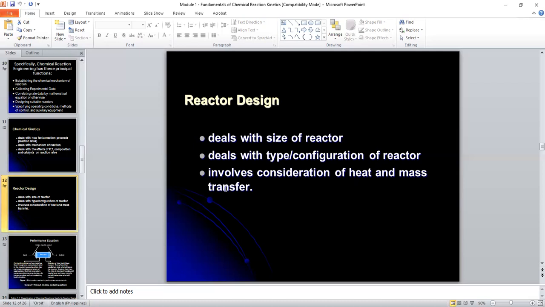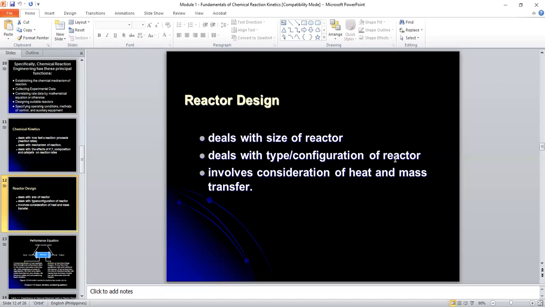Then we also deal with the type or the configuration of the reactor. When you speak of type, will it be best that I use the batch reactor, or is it better that I use CSTR? No, it's best if I use PFR. All these things you will learn, which of the three is best for a particular reaction. And configuration means if you have several reactors in your system, what is the best combination? Should I have a PFR followed by a CSTR, or will a batch reactor followed by a PFR do? Something like that. So that's configuration.